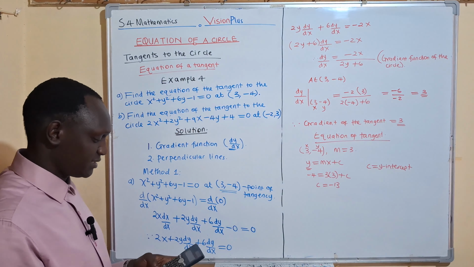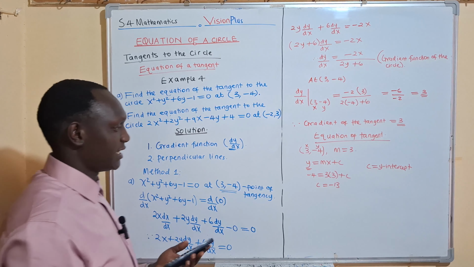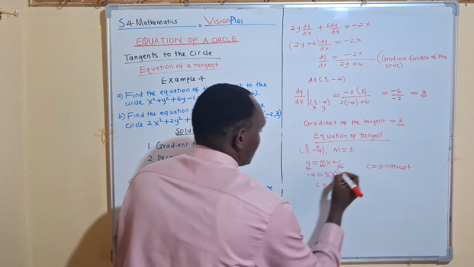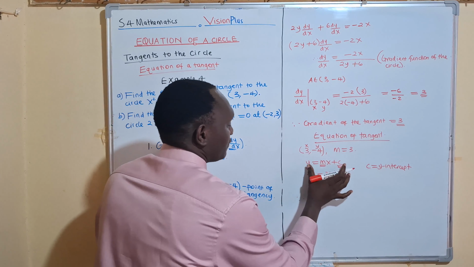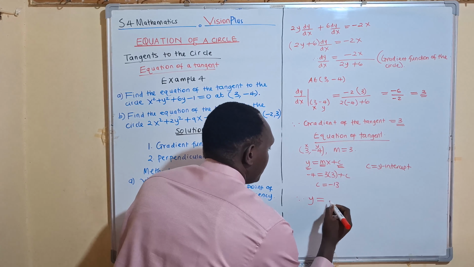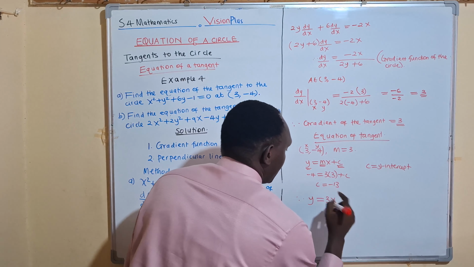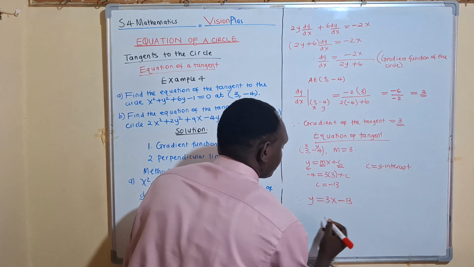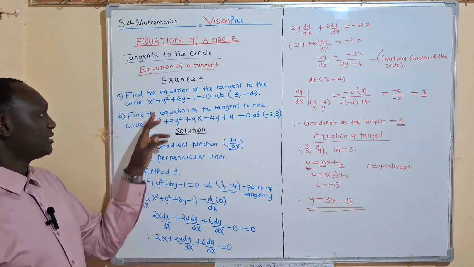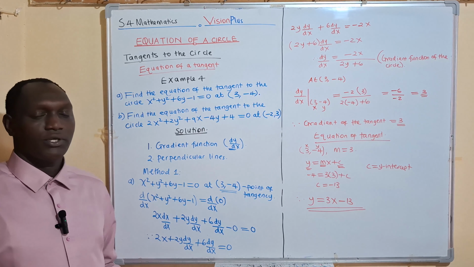After getting c, we substitute for m and c in the equation of the line. Therefore, y equals 3x minus 13. So this is the equation of the tangent to this circle at the point of tangency (3, -4) using method 1.